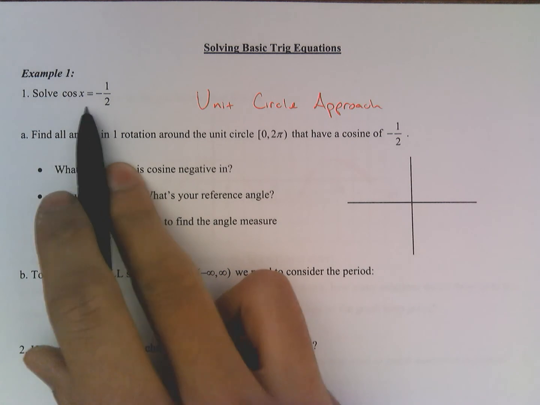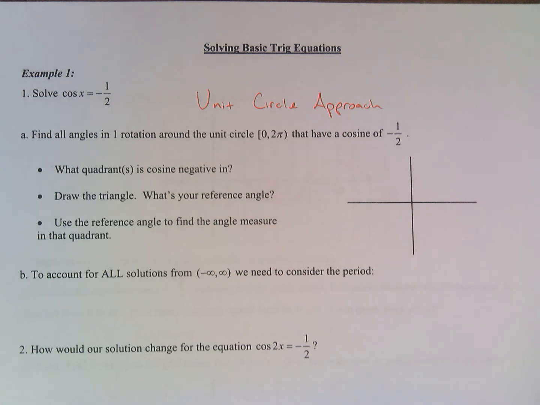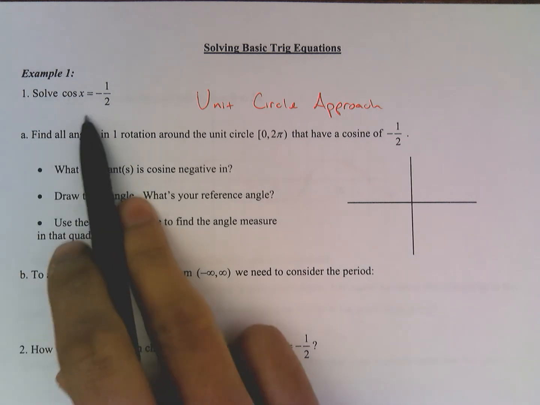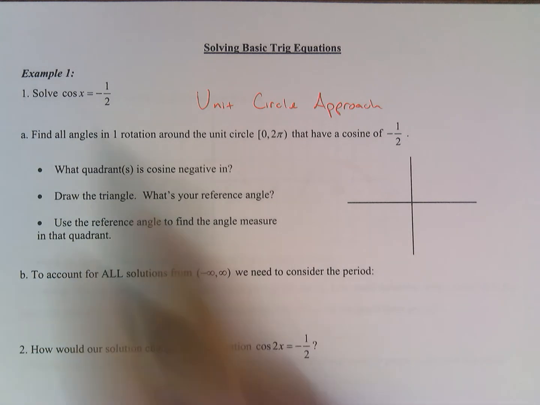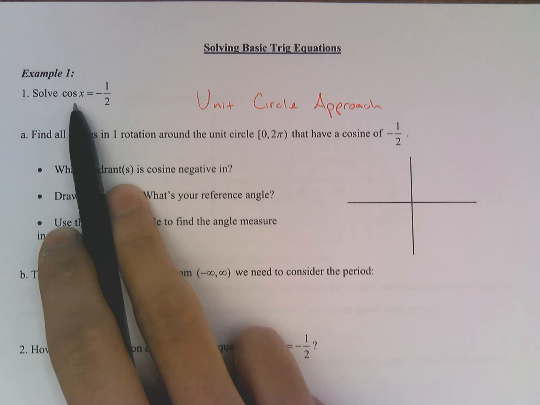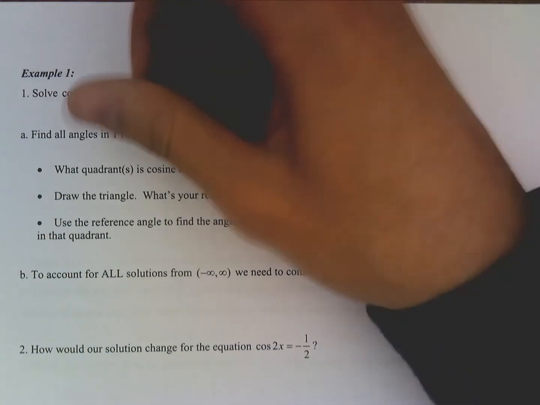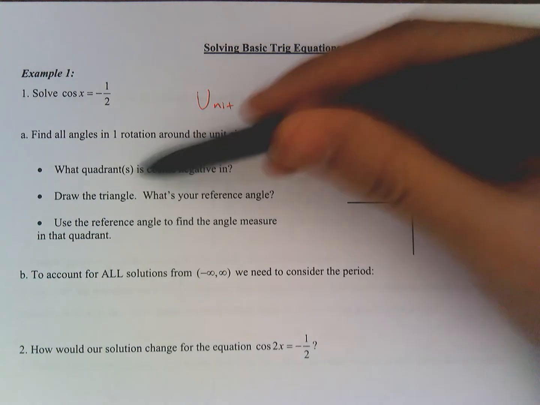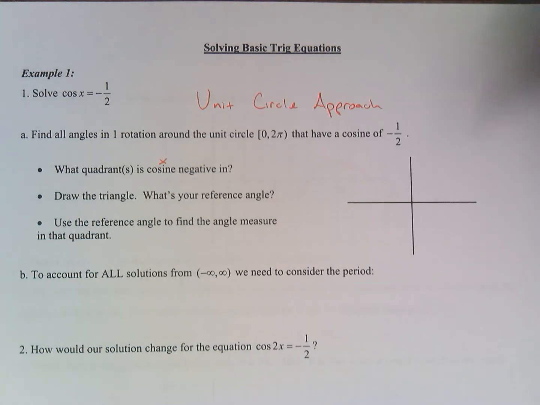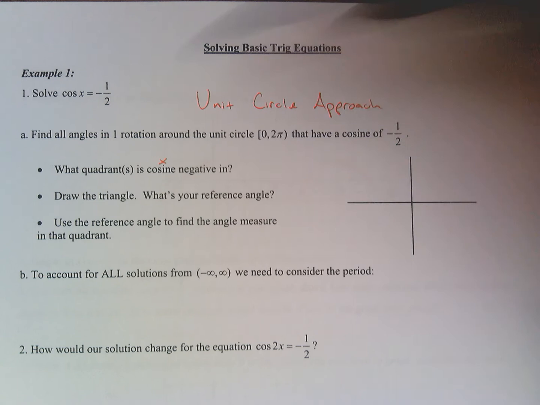Cosine of x equals negative 1/2. Now, we already know this from the first page, but let's go ahead and find those exact values, okay? So we know that cosine corresponds with the x value. So cosine, what quadrants is x negative in? Well, x is negative in quadrants 2 and 3.